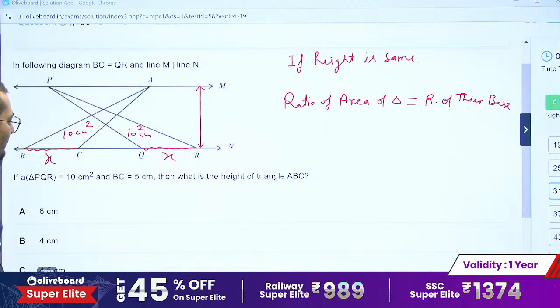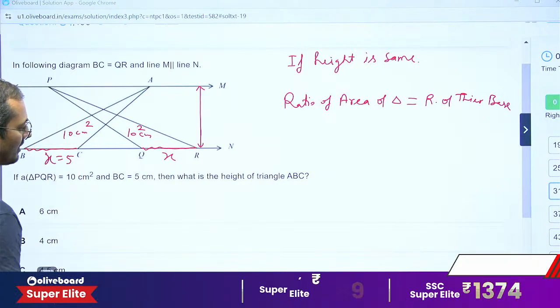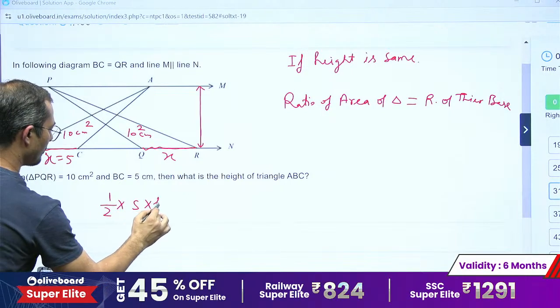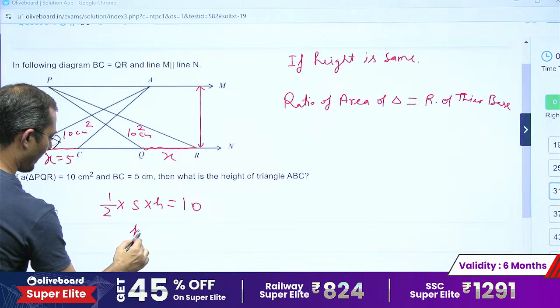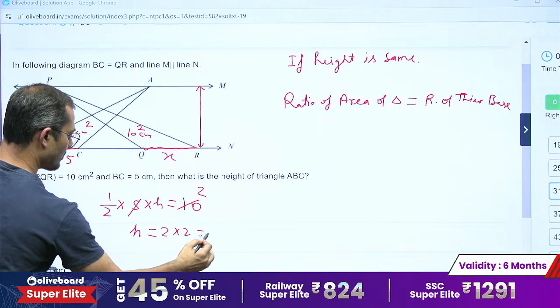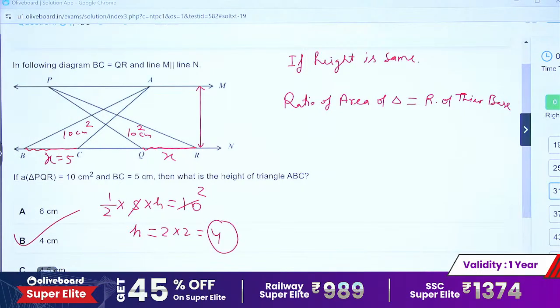Height is also same. So if BC is equal to 5, then what is the height? Simply 1 upon 2 into base into height is going to be 10, right? So we can say that h is equal to what? 5, 2 times 2 into 2, so 4. 4 is the right answer. Height is going to be 4, right? Yes, 4 is the right answer.